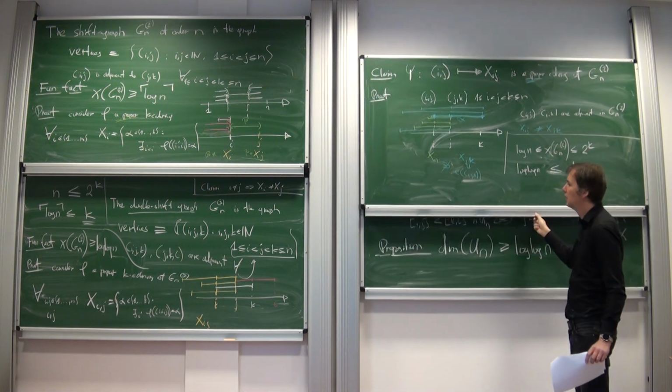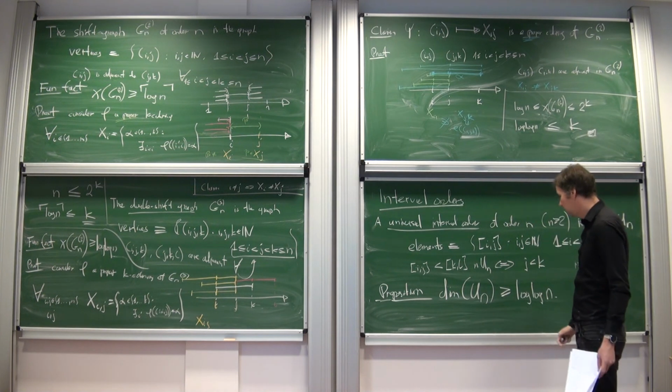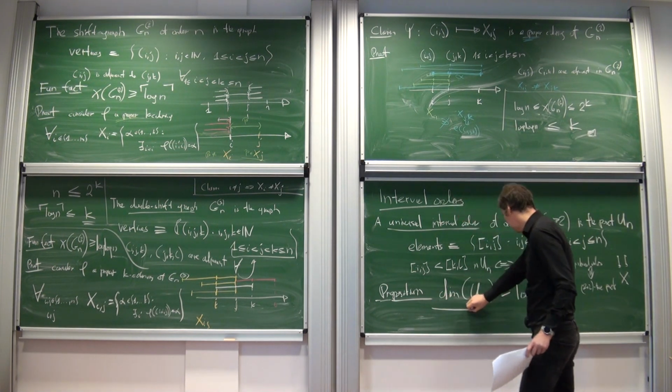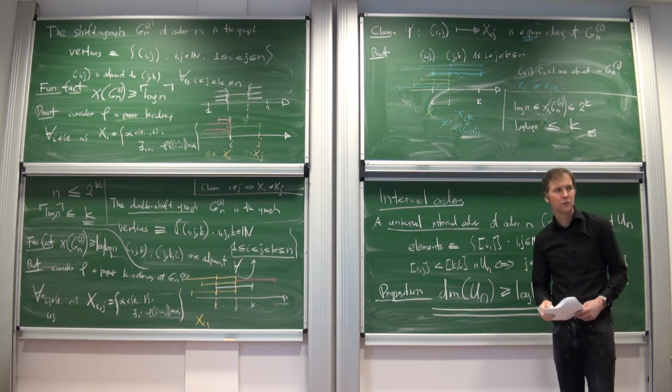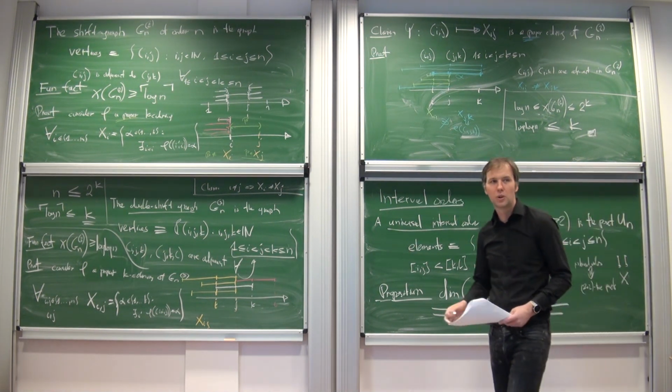Okay. So with this stuff, we are ready to get back to the proposition that the dimension of the universal integral graph of order n grows like log n.